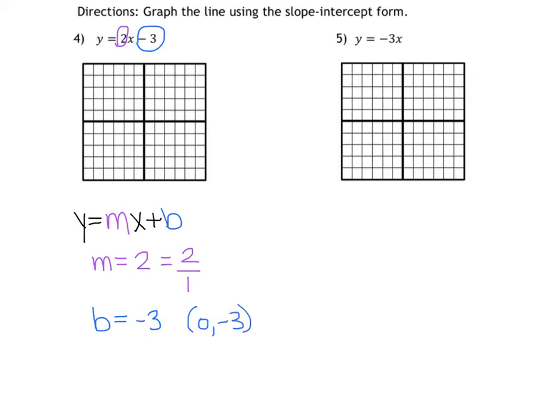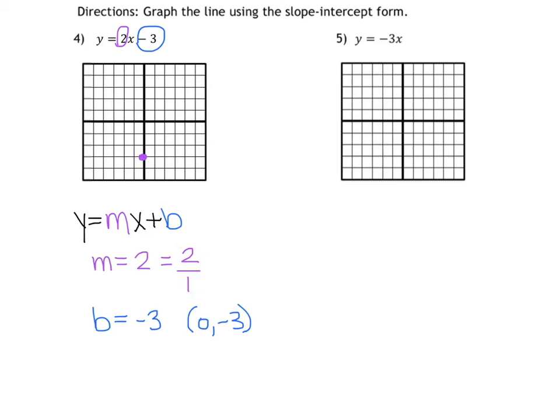So now that we have this information, let's graph it. We just completed step 1, identifying your slope and your intercept. Step 2 is you want to graph your y-intercept. Your y-intercept is 0, -3. So let's graph that. That's step 2. Now, step 3 is you want to graph your rise over your run. So your rise over run is 2 over 1.